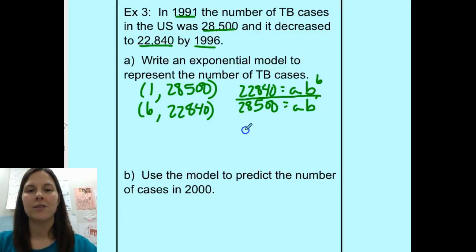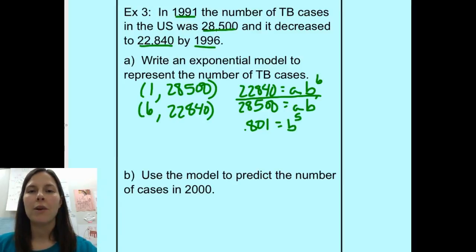22,840 divided by 28,500 is about 0.801. A divided by A cancels. B to the 6th divided by B to the 1st gives me B to the 5th. This is why I used the second ordered pair first, because the x value was larger, and when you divide, you want a positive exponent left. Then we'll take the 5th root of both sides. We get about 0.957 for our b value. Our b value gives us the rate of growth or decay. As we could tell, the number of TB cases was going down, so we have a rate of decay.